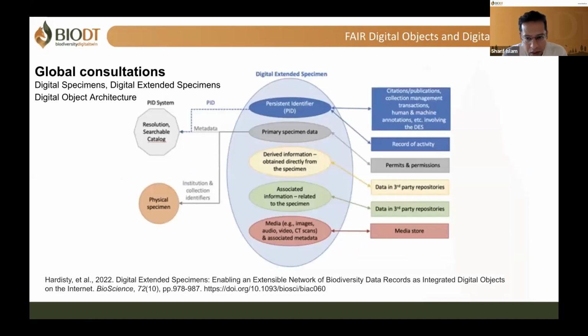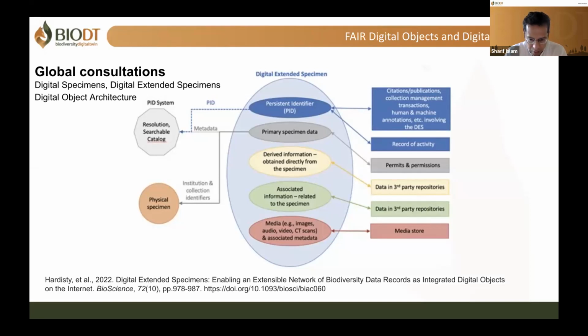And one way we're doing this is a wide array of global consultations and discussions. We started with our concept of digital specimens several years ago. And at the same time, from the research domain, especially from the US, there was a lot of talk about digital extended specimens, and particularly when you collect an object, a sample, how do you collect data, look at the object and the extension of those objects around it. And from all those discussions and also the discussion around fair digital object architecture, we came up with this conceptual framework of how to think about digital specimen and digital extended specimen.